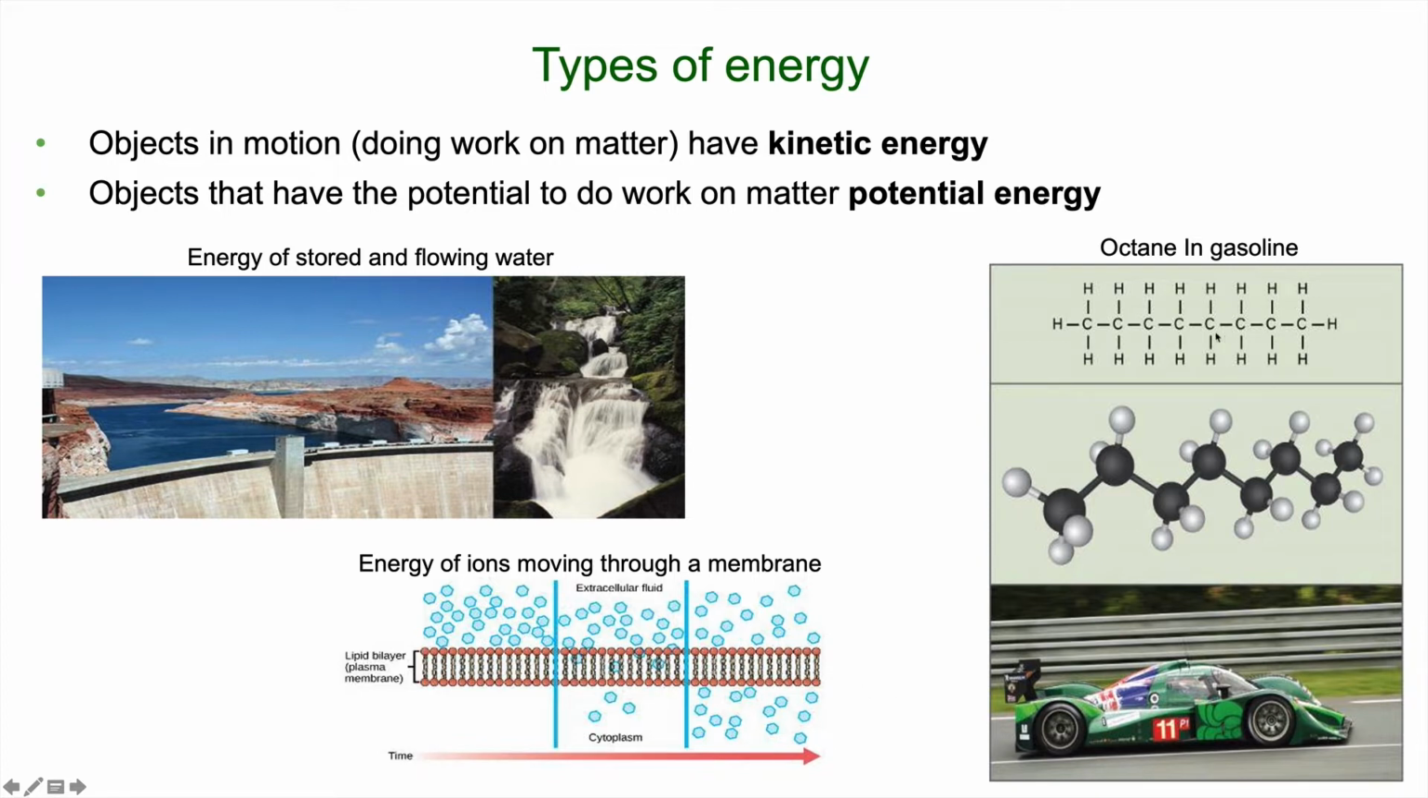If we think about octane, this is a structural chemical formula for octane. This is the ball and stick model for octane. Octane is a hydrocarbon in gasoline. It's got eight carbon atoms. If it's gas in the tank of the car, when the car's at rest, then it's potential energy. When it's actually being combusted in the engine to make the car move, now it's kinetic energy.